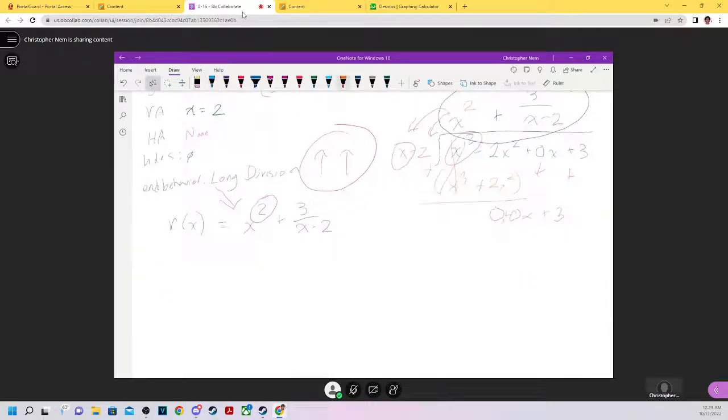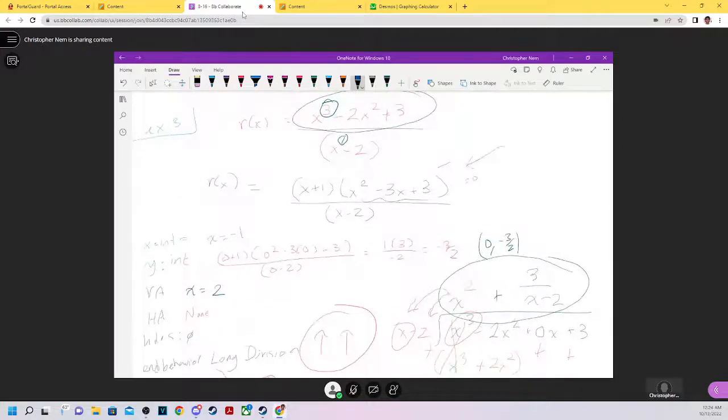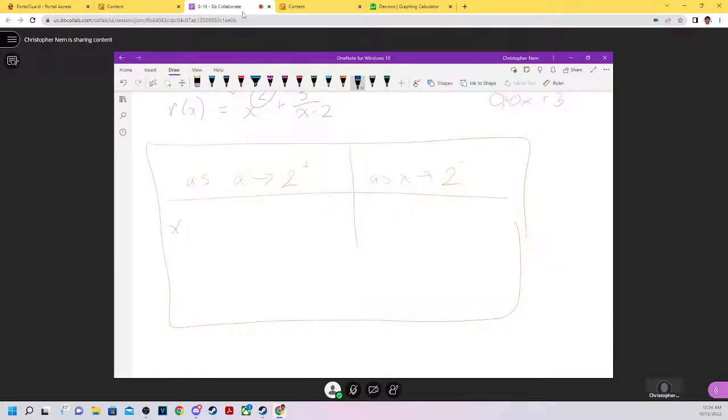So now I have almost all the tools. One last thing to do is check my behavior at my vertical asymptote as x approaches 2 from the right and as x approaches 2 from the left. So now I have to plug in some values. And I encourage you to use this function right here in factored form because it's just much easier to deal with, in my opinion. Now, let's plug in 2 from the right. So let x equal 2.001. What happens? And over here, I'm going to let x equal 2 from the left, that's going to be 1.999, something like that.